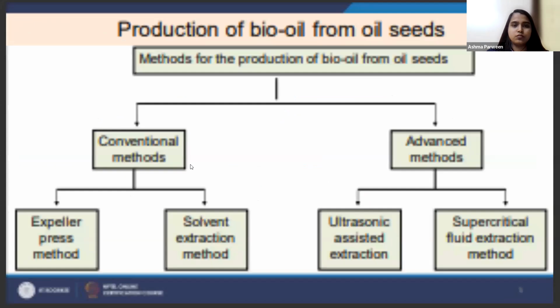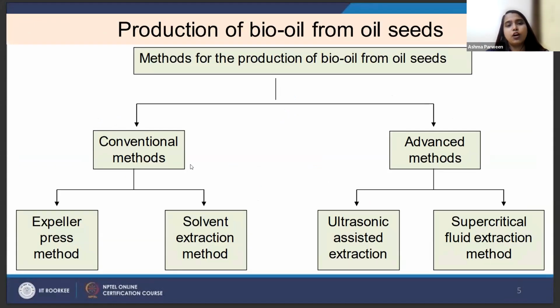So next is how we extract bio oil from seeds. There are two methods for extraction of bio oil from seeds. First is the conventional method, and next is the advanced method. In conventional method, we have two methods. First is the expeller press method, and next is the solvent extraction method.